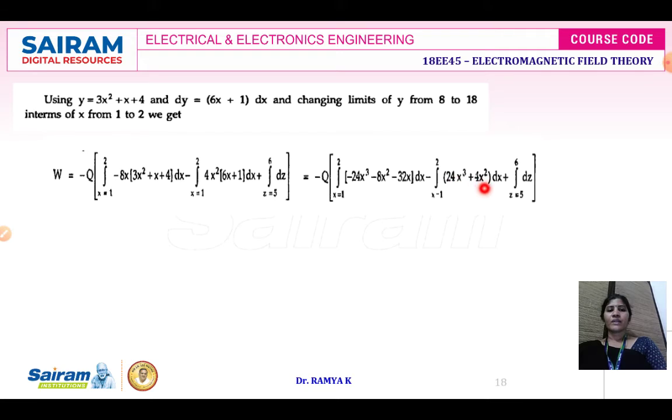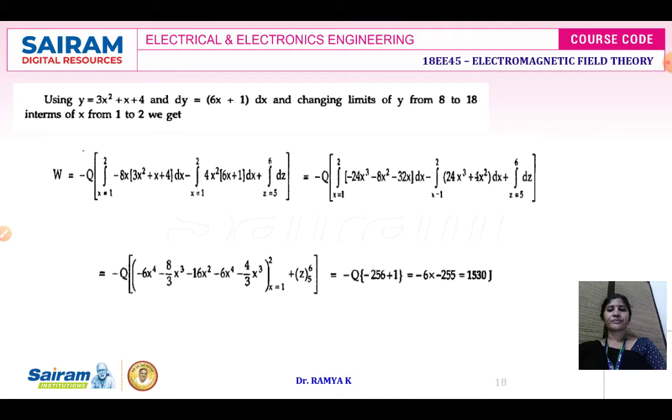After substituting, the first term is with respect to x integration, the second term is also with respect to x integration, and the third term is with respect to z. When you do so, you will get the answer as 1530 joules, the work done.